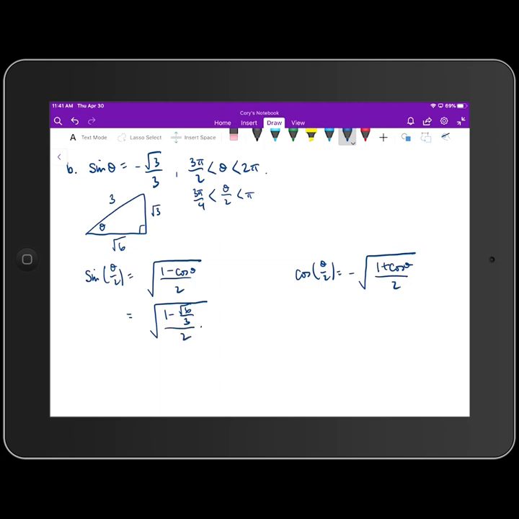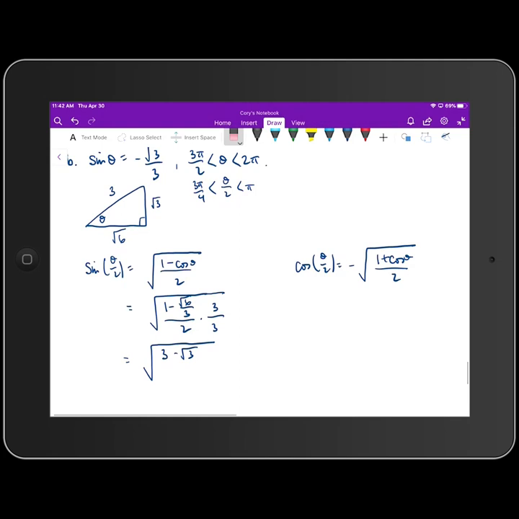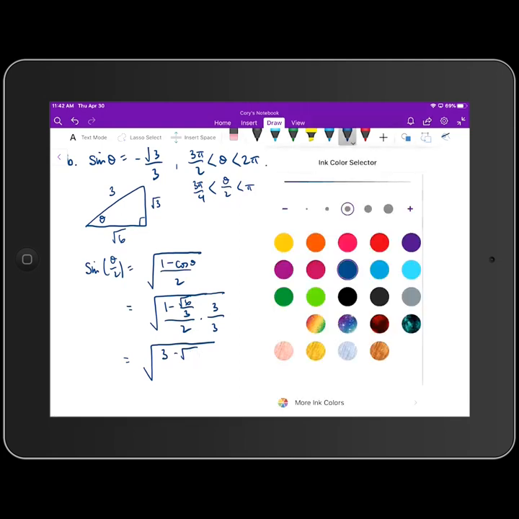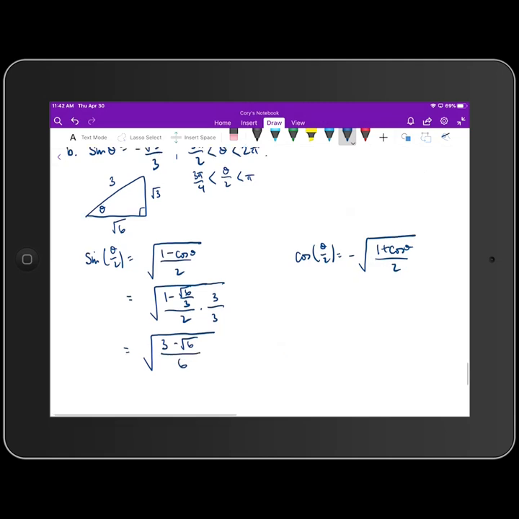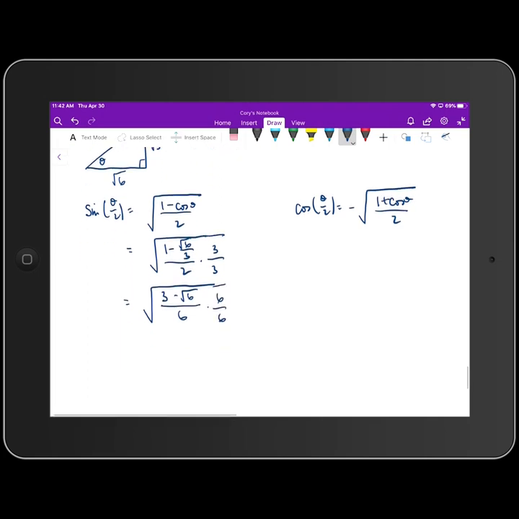And then we want to simplify that, multiplying the top and bottom by 3. So this is going to become the square root of 3 minus rad 6, sorry, 3 minus rad 6, all over 6. And then to rationalize that denominator, I'm going to multiply the top and bottom by 6. So that's going to make the square root of 18 minus 6 rad 6, and then our denominator is the square root of 36, which is going to wind up becoming 6.